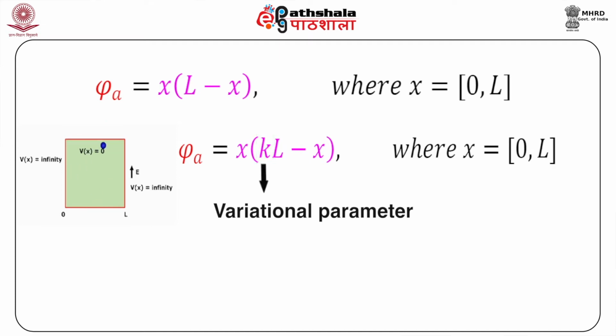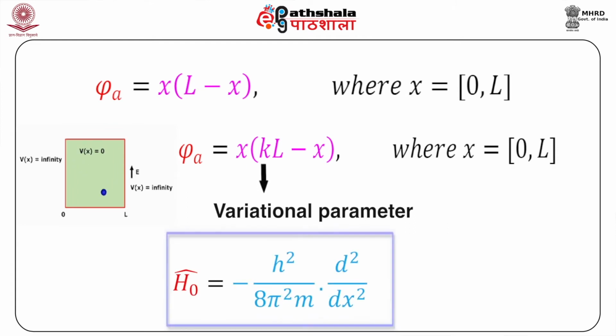The Hamiltonian for the particle in a one-dimensional box is as given by equation 4, that is, the exact Hamiltonian h naught is equal to minus h square upon 8 pi square m into d square by dx square, where m is the mass of the particle.